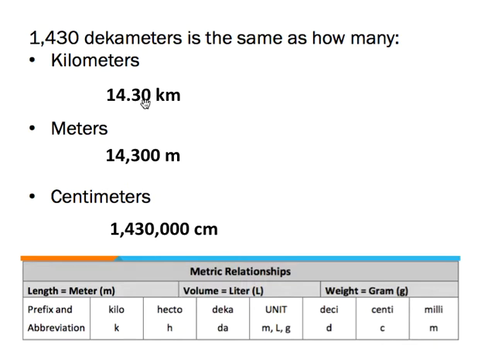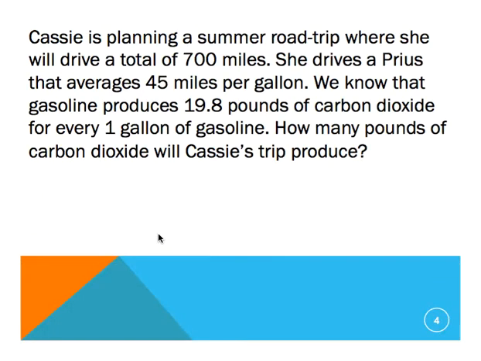If I start with 14.3 kilometers and I want decameters, I'm going to move 2 spots to the right, and that would give me the 1430. And then centimeters, if I start with 1.43 million centimeters, I'm going to move 1, 2, 3 spots to the left, and that gets me back to the 1430 decameters that I had.